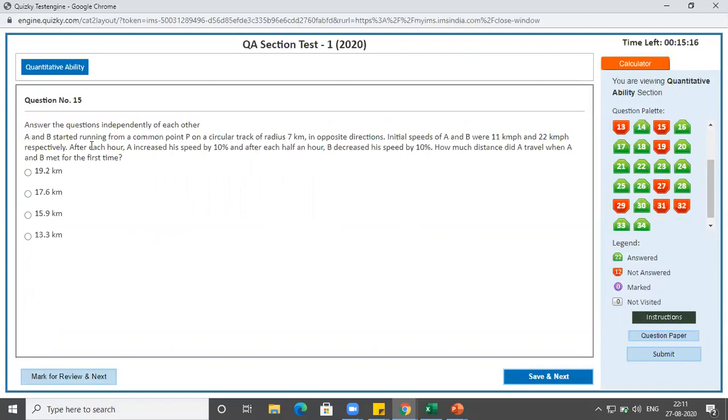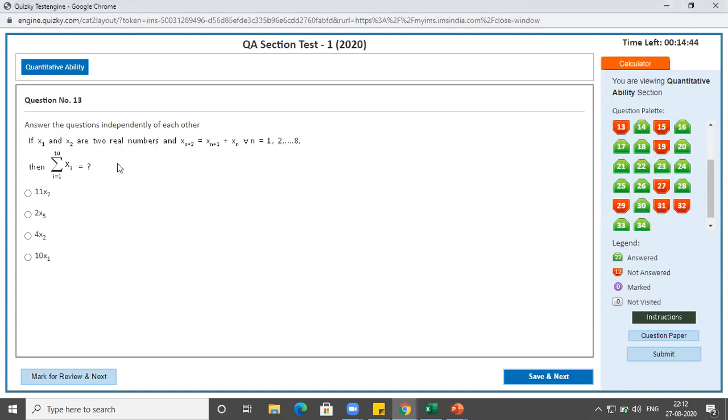Round 3. A and B started running from a common point. Okay, here's the question. Let's read. In opposite directions, the initial speeds of A and B were this. After each hour, A increased his speed by 10%. After each half an hour, B decreased his speed by 10%. Okay. How much distance does A travel? So A, after every hour, some speed change is happening there. Okay, got it, I know. I think round 3 will take effort. Then answer the question depending on each other. Some two real numbers.